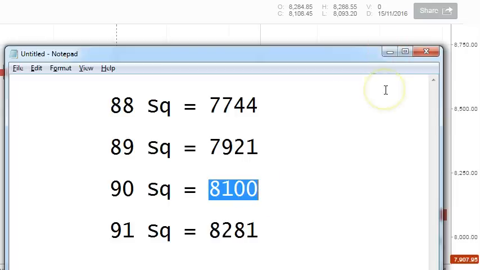So 8100 becomes the next important level to watch, and like I said, I've taken only the diagonal square numbers. If we take the other numbers, there'll be a lot more numbers, and it becomes very difficult to trade. So that's why I've taken only the square numbers, which I feel is more than necessary, and it's much easier to track these numbers.